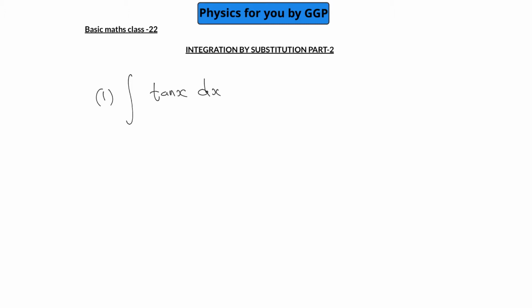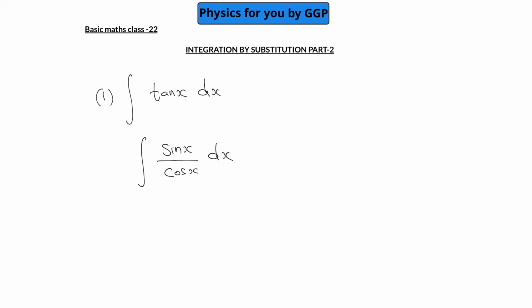We have a formula for integration of sin x and for integration of cos x dx, but we don't have any specific direct formula for integration of tan x dx. So to solve this, we can write it as integration of sin x divided by cos x into dx.